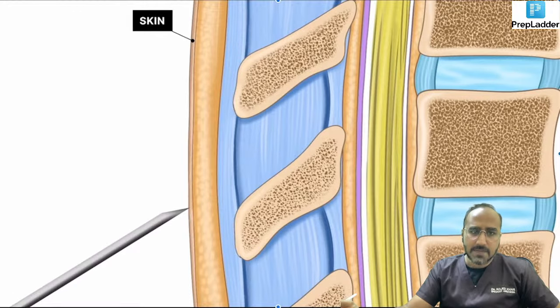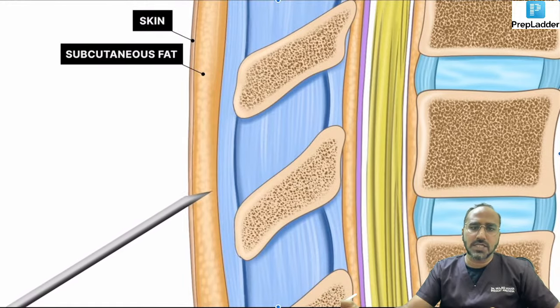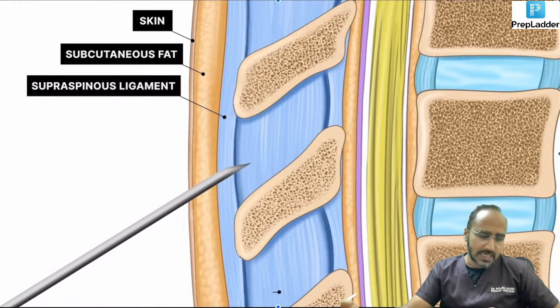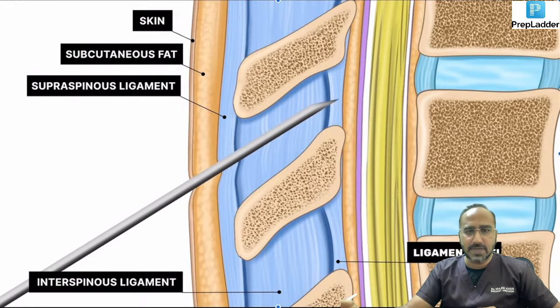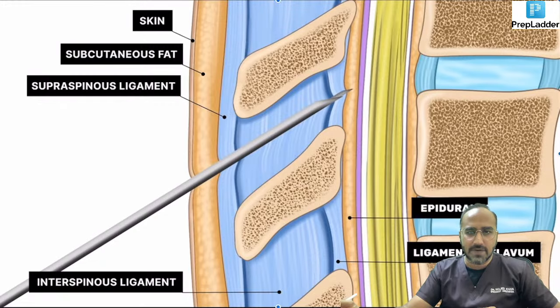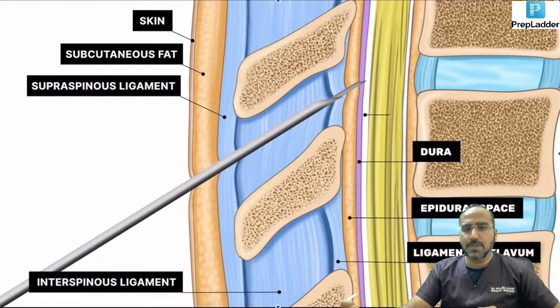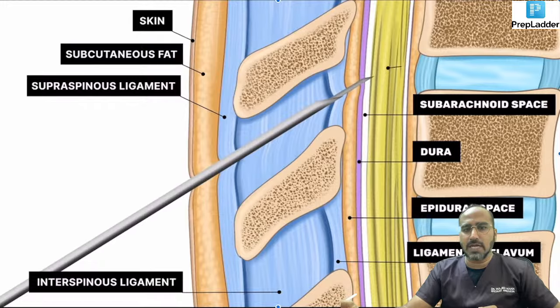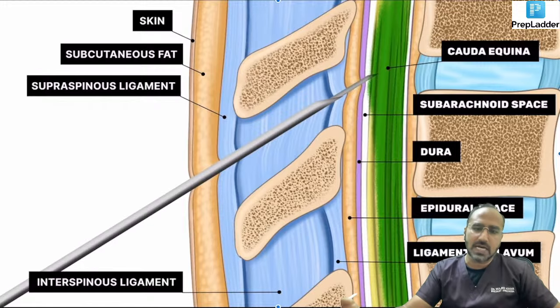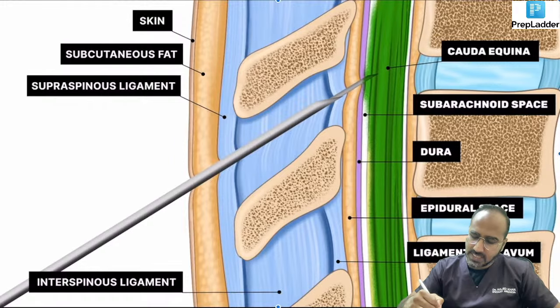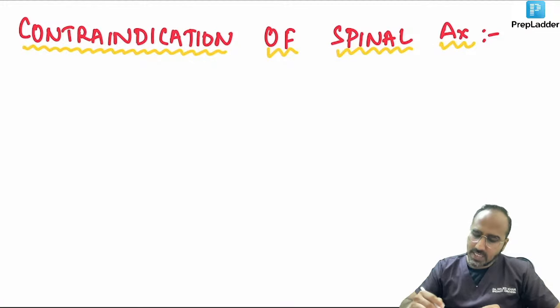It is the skin, subcutaneous tissue or fat, supraspinous ligament, interspinous ligament, the toughest ligament. Just look over here, ligamentum flavum. Next, dura. Once you puncture the dura, you will reach the arachnoid. Once you puncture the arachnoid, you will be in the subarachnoid space where you give the drug. That is regarding what anesthesia, guys? Spinal anesthesia.